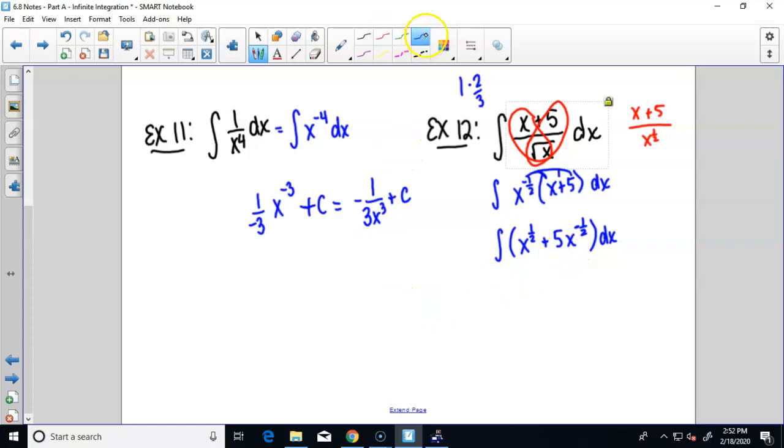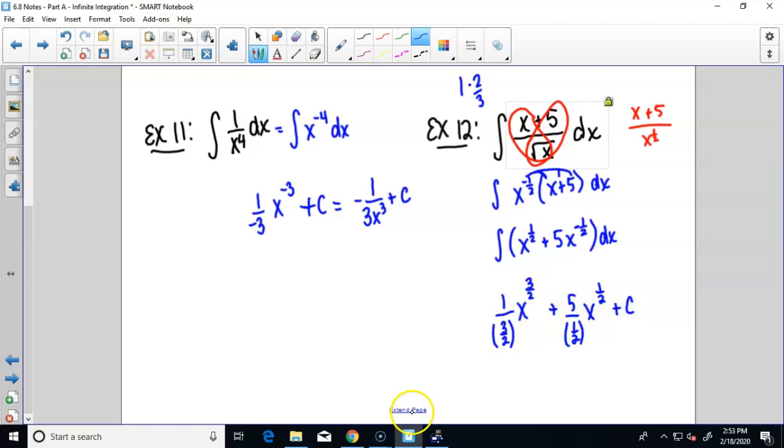So to integrate this, x to the 1/2, that's going to be x to the 3/2 when we add 1. Then we have 1 over 3/2 out front, plus x to the -1/2. When we add 1, we get x to the +1/2. Then we'll have 5 over 1/2 out front, plus c.